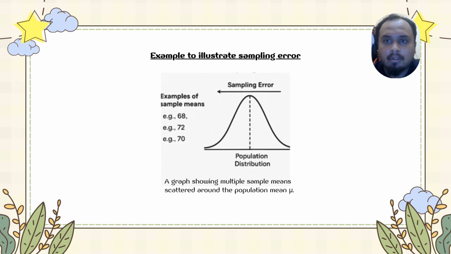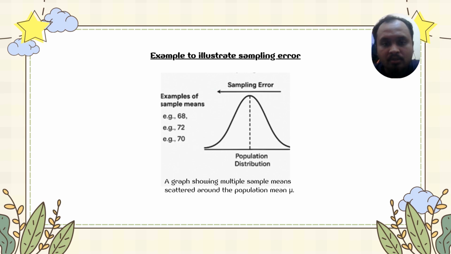Here we have an illustration of sampling error. This bell-shaped curve represents the population distribution, the true range of values in the entire population. The dashed line in the center is the population mean, mu, which we would know only if we measured everyone.